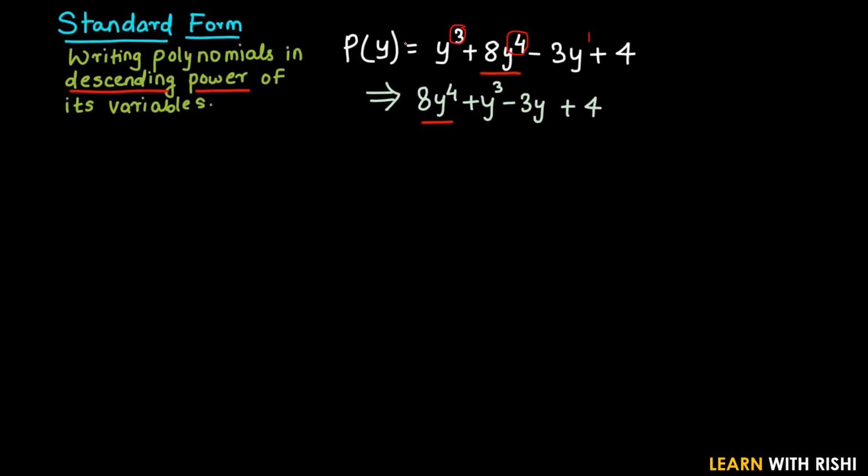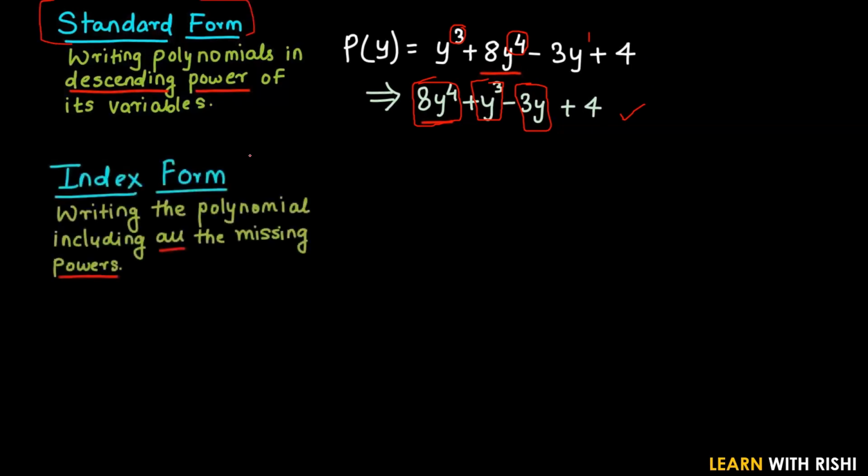The highest power in the whole expression is 4. So I am writing the term with the highest power first, 8y raised to 4. Then after 4, 3, so the term with power 3. Then the term with power 1. If there is no term with power 2, then we skip it. So if not 2, then 1. So minus 3y plus 4. So in descending order of powers, if you write the expression, then that expression is in the standard form of polynomials.